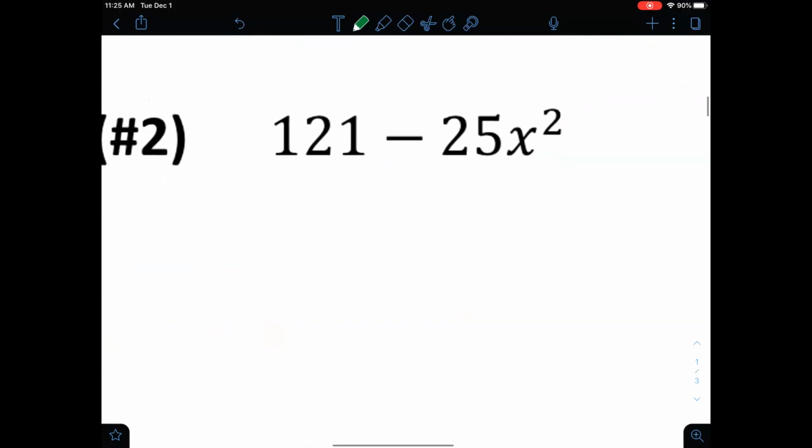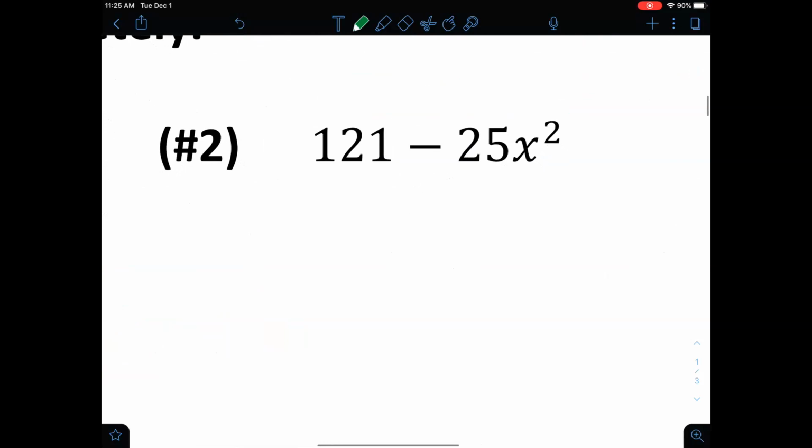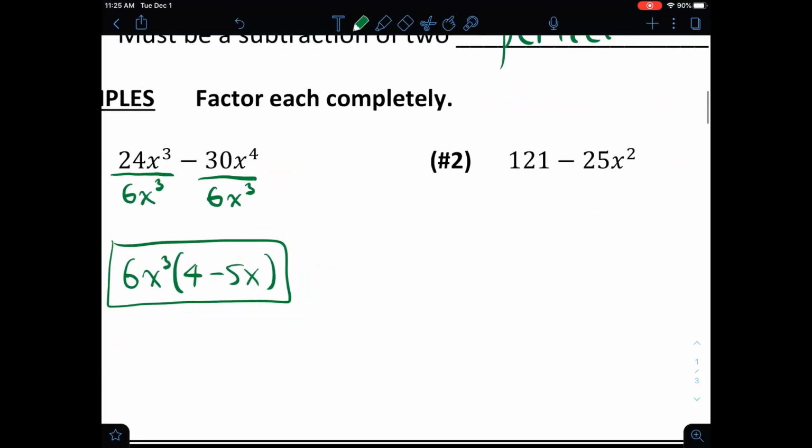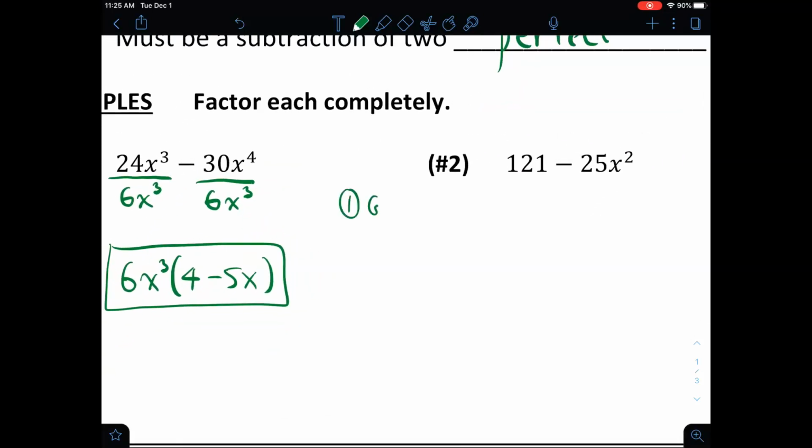So number 2, we have 121 minus 25x squared. First things first, is there a number that goes into 121 and 25x squared? No, and this one doesn't have an x, we can't pull out an x either. So there's no GCF. So we're going to go like this. Number 1 is GCF, and no.